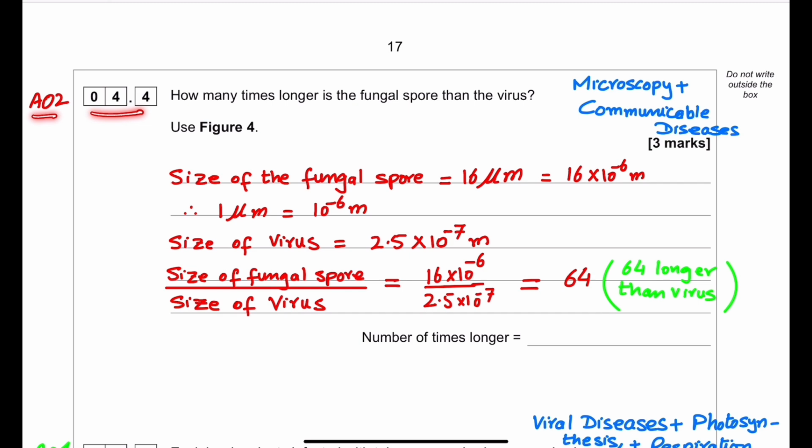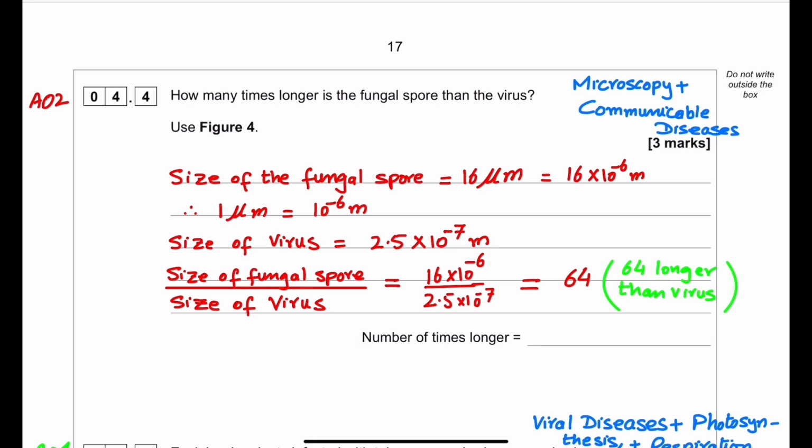4.4 is an AO2 question from the topic of microscopy and communicable diseases. How many times longer is the fungal spore than the virus? We can use figure number 4. The size of the fungal spore is 16 micrometres, a micrometre being 10^-6 metres. The size of the virus is also given, that is 2.5 × 10^-7 metres.